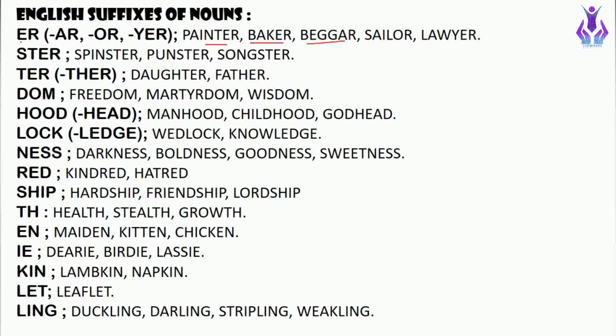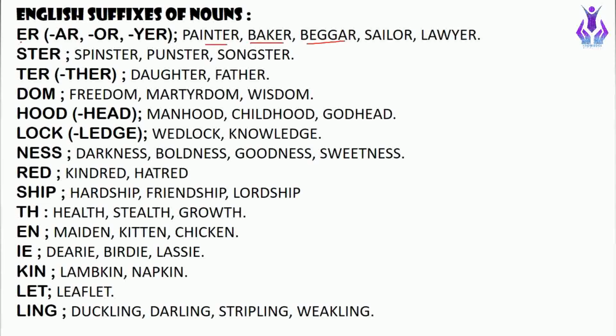The next is ter, it sounds like der, for example, daughter, father. So that is how it is used. The next is dom: freedom, martyrdom, wisdom. The next is hood, it is used instead of head, like when we are showing some head: godhead, childhood, manhood. The next is lock or ledge: wedlock or knowledge. So ledge is somehow related to lock.